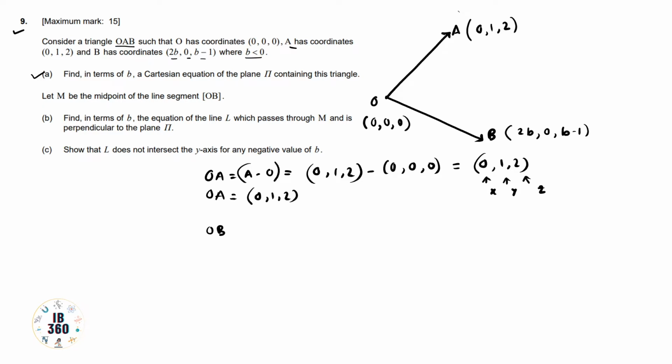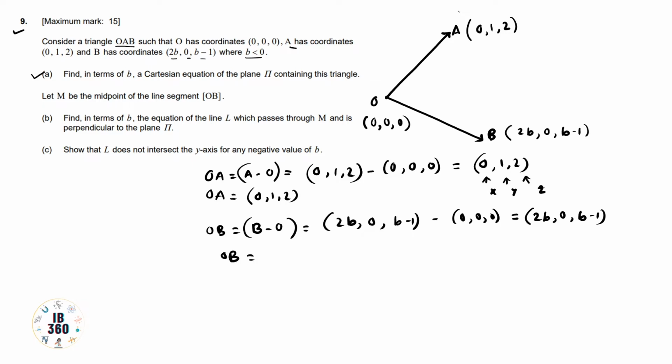And for OB, again we determine it from B minus O, and the coordinates for B are (2b, 0, b minus 1) minus (0, 0, 0). So ultimately it comes out to be (2b, 0, b minus 1). And one more thing to remember: if we try to get the positional value of any point with respect to the origin, then the positional value is just the value of the point. So OB is equal to (2b, 0, b minus 1).